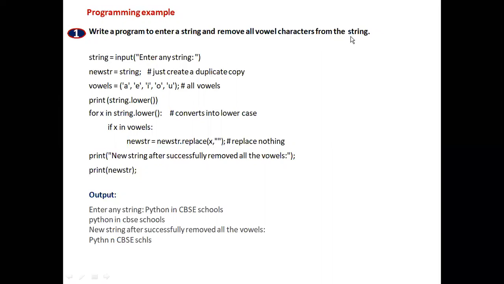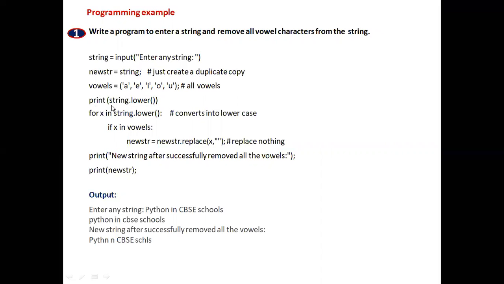Now this is the example of one program in which we write a program to enter a string and remove all vowel characters from the string. Now we enter a string, and vowel characters, string comparison we are going to use here. New str is equal to string. Just create a duplicate copy of your string. Then vowels, we know we have stored in one particular variable in the form of a tuple.